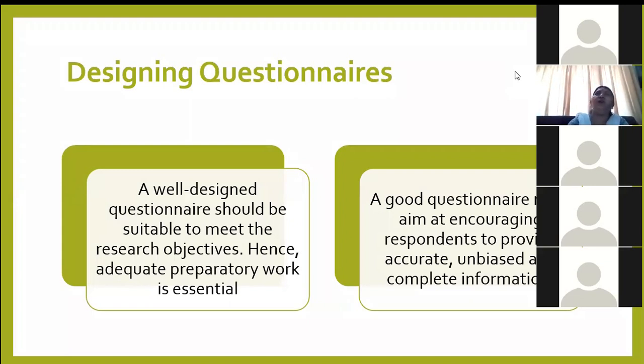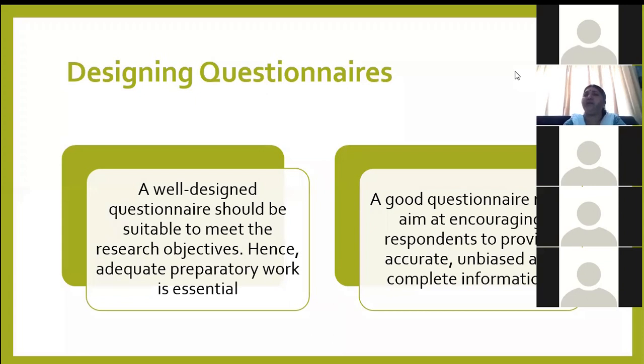So, first of all, you have to understand the problem thoroughly. You have to formulate research questions as well as research objectives. Then you have to design the questionnaire in such a way that it is the most appropriate to meet the research objectives.